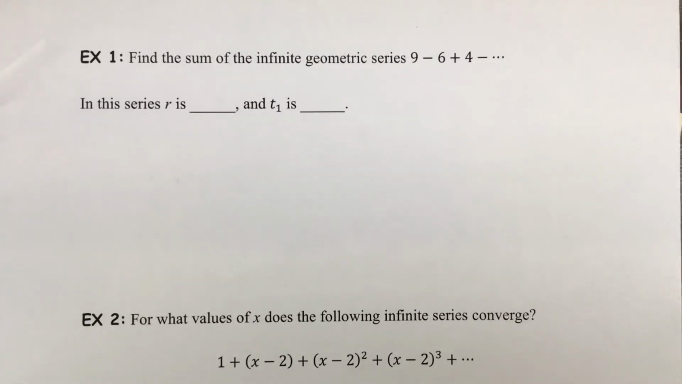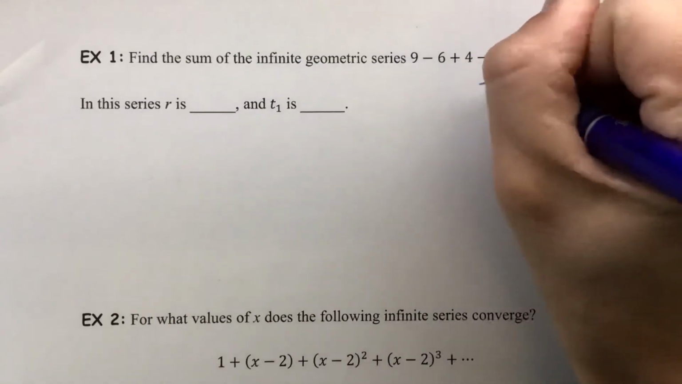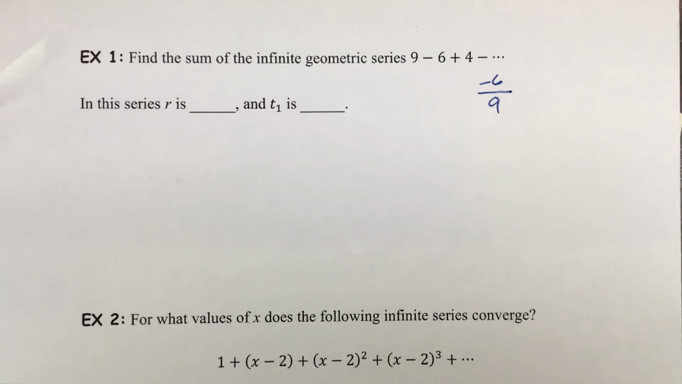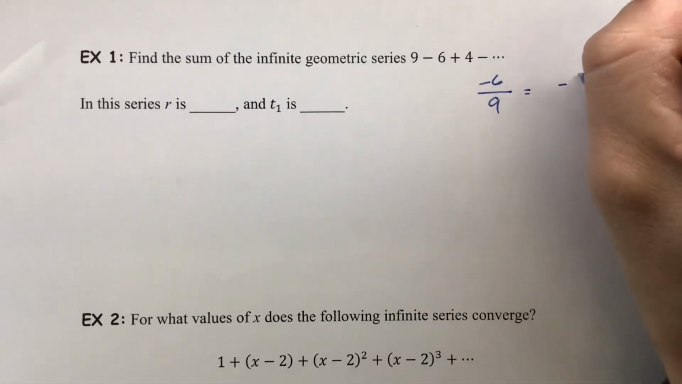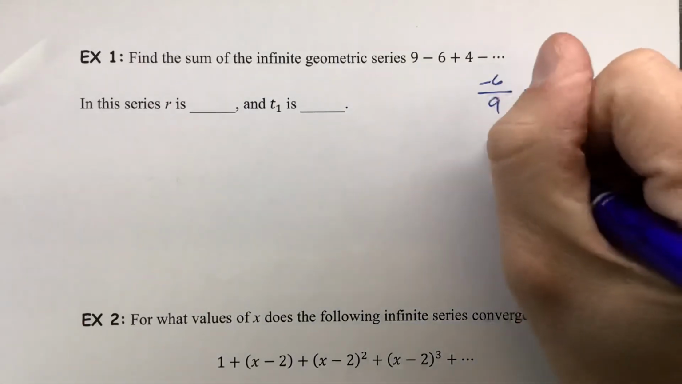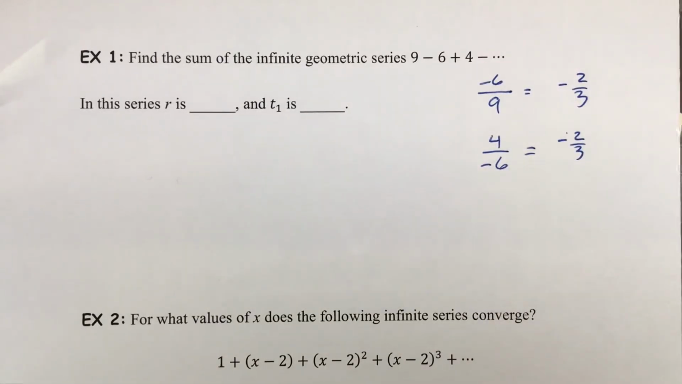For example 1, we're going to find the sum of the infinite geometric series 9 minus 6 plus 4 minus so on. Okay, so this is a geometric series, which means that it comes from a geometric sequence. That means that there's an r value that exists. The r value can be found by taking consecutive terms like negative 6 and dividing it by the term before it, 9, which will reduce down to negative 2/3. And that will hold true for the next two consecutive terms. If you take 4 and divide it by negative 6, you also get negative 2/3. So that is our r value.